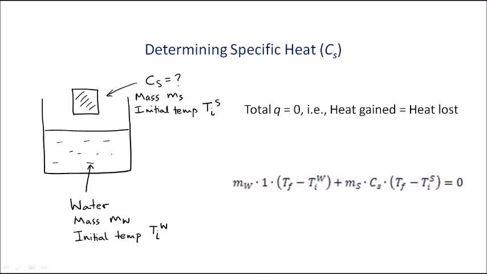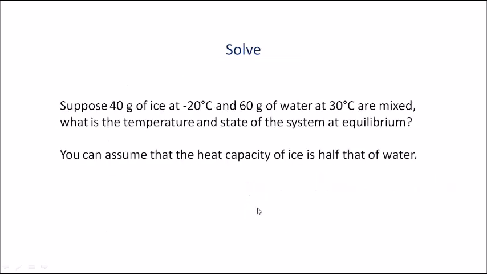To appreciate this complication, solve the following calorimetric problem. Suppose 40 grams of ice at minus 20 degrees Celsius and 60 grams of water at 30 degrees Celsius are mixed. What is the temperature and state of the system at equilibrium? You can assume that the heat capacity of ice is half that of water.